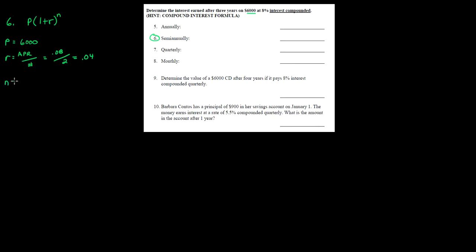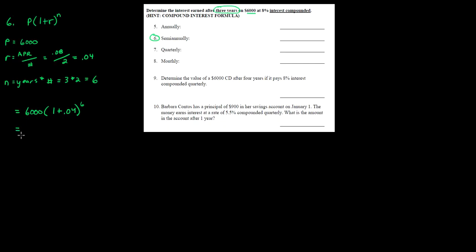And then my N is going to be the number of years times the number of times it compounds per year. In this case, it is a 3-year investment. And so we would multiply that times 2, because it compounds semi-annually. So a total of 6 times it's going to compound over the life of this investment. So I'll plug this into my formula. So it's 6,000 times (1 plus 0.04) to the 6th power.